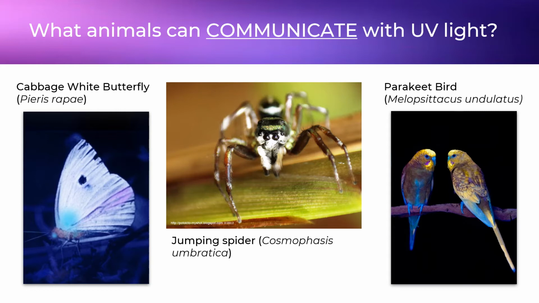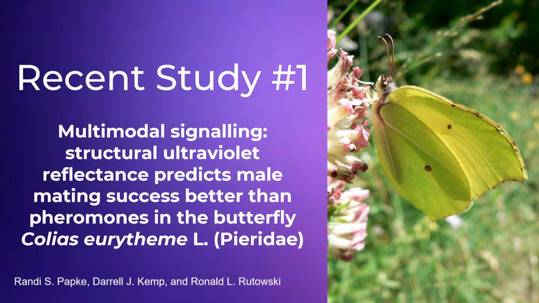And then finally, a very large variety of bird species have UV markings, and some use these for sexual signaling, and some have also been found to feed their young based on how much UV they reflect. The first study we will be discussing looks at multimodal signaling and how UV reflectance predicts male breeding success better than pheromones in the butterfly Colias eurytheme.